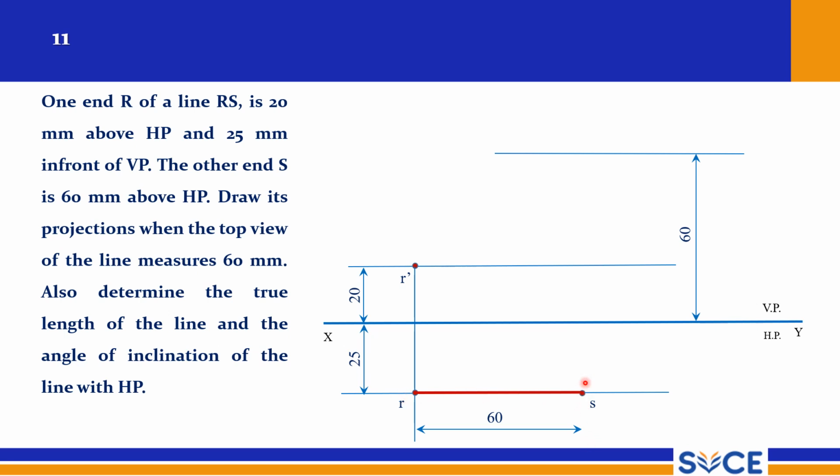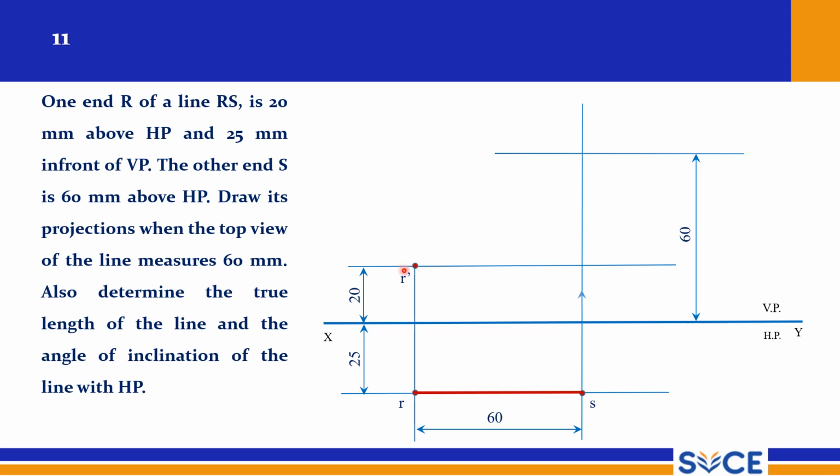From s you draw a thin line till it meets the 60 mm line from the XY reference line. You mark the arrow mark also, because it means that you are projecting in this direction. This arrow mark plays a significant role, and later on you can easily understand by seeing it. So please mark this arrow. From R dash you draw a line to join this intersection point.